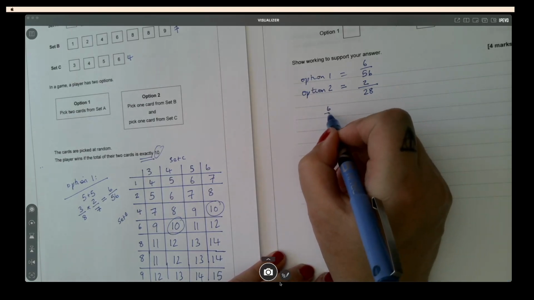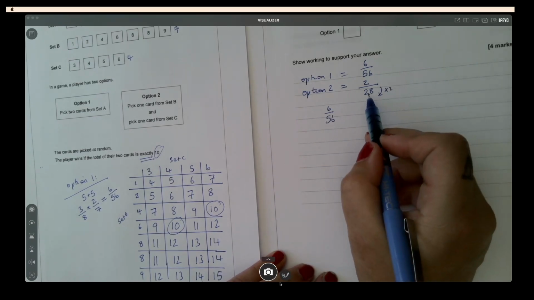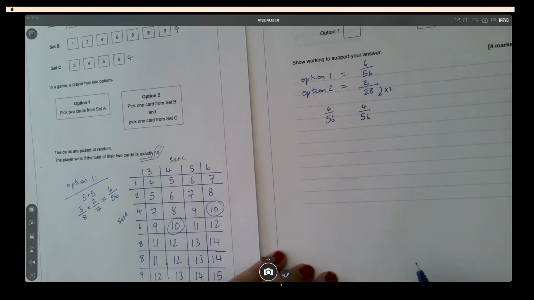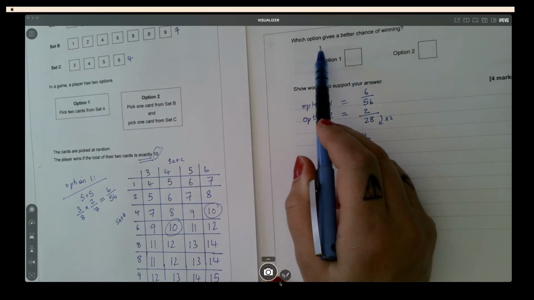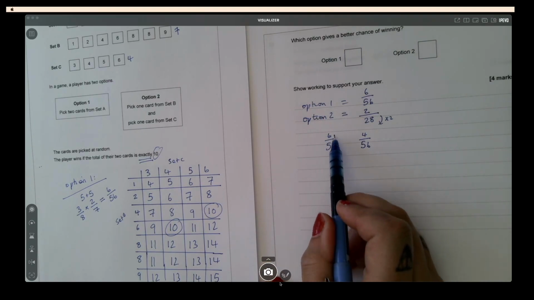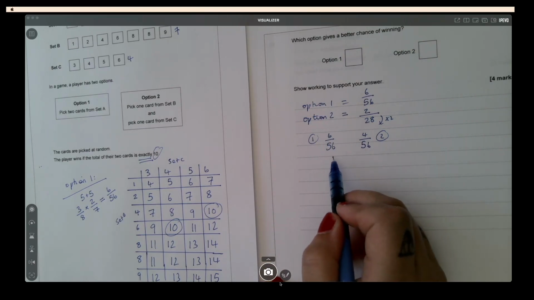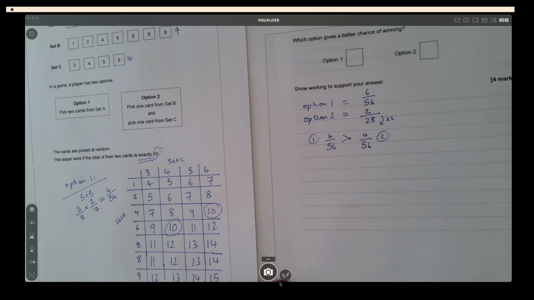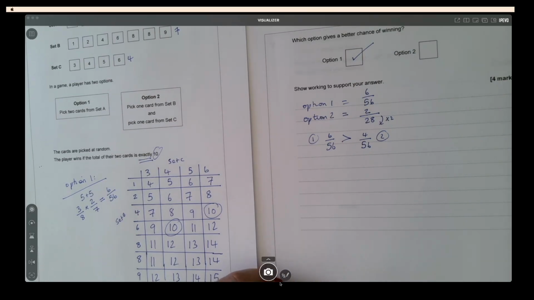So for option 1 is 6 out of 56. Option 2, if I multiply that fraction by 2, 28 times 2 is 56. So that would give me 4 over 56. So now they have a common denominator, I'm able to compare them. Okay, so which option gives a better chance of winning? Well, this is option 1 here, and this is option 2. Option 1, the denominator is the same, but the numerator is bigger. So option 1 is a greater probability than option 2. So we select option 1 out of the 2 boxes.